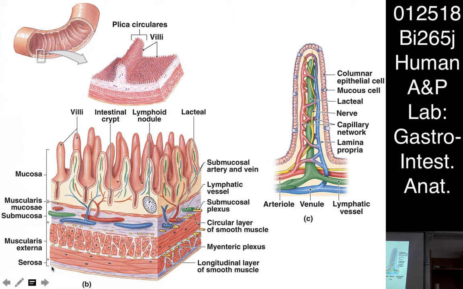So otherwise everything's pretty much the same. You're going to have circular and longitudinal muscle, serosa, lamina propria, submucosa, muscularis mucosa. The other thing, rather than call them gastric glands, you wouldn't call them gastric, it's not the stomach. We call them crypts of Lieberkühn, or intestinal crypts. Lieberkühn is a common eponym.